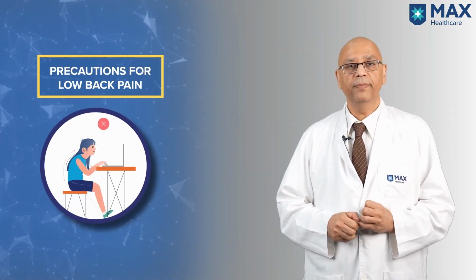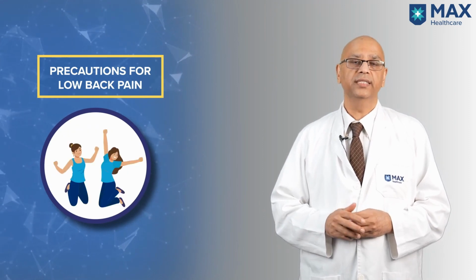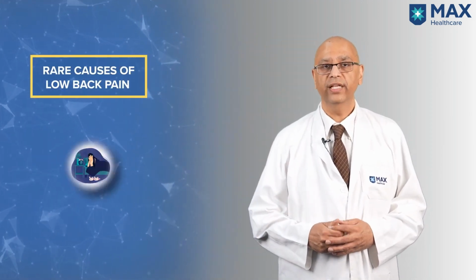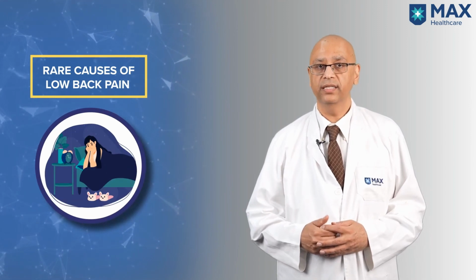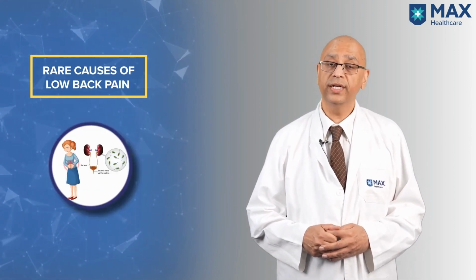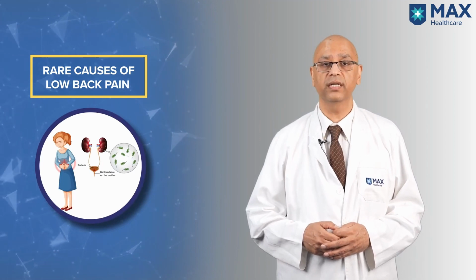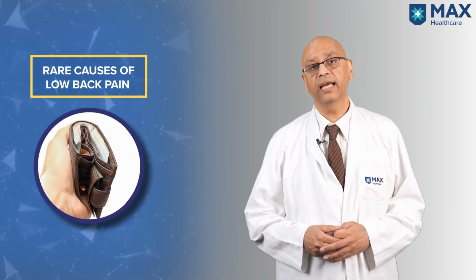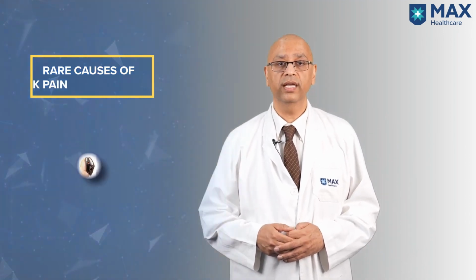Avoid forward bending, weightlifting, jogging, jumping, running. Walking is fine, brisk walking is fine. Whenever you get up, turn towards one side of the bed and get up. Certain rare causes of low backache are insomnia, people who don't get sleep at night also present with low backache. Urinary tract infection, again a rare cause, is commonly associated with low back pain. Those who have the habit of keeping bulky wallets in their trousers also present with low back pain. These are rare causes associated with low back pain.